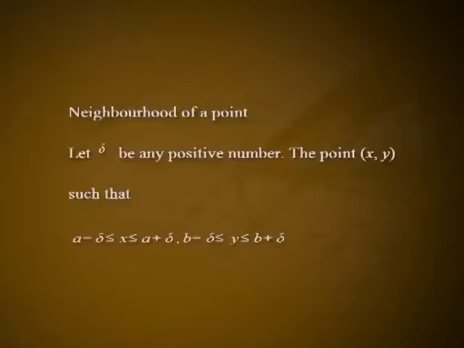Neighborhood of a point. Let delta be any positive number. The points x y such that a minus delta less than or equal to x less than or equal to a plus delta and b minus delta less than or equal to y less than or equal to b plus delta determine a square bounded by the lines x is equal to a minus delta, x is equal to a plus delta, y is equal to b minus delta and y is equal to b plus delta.